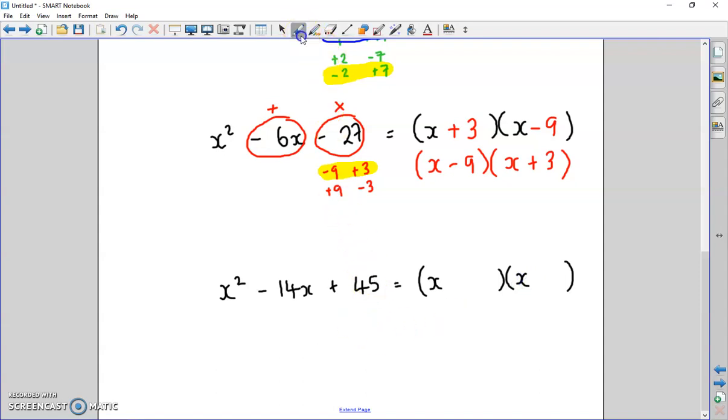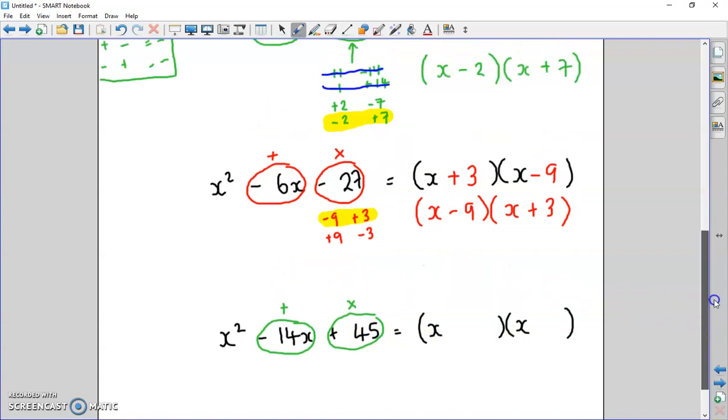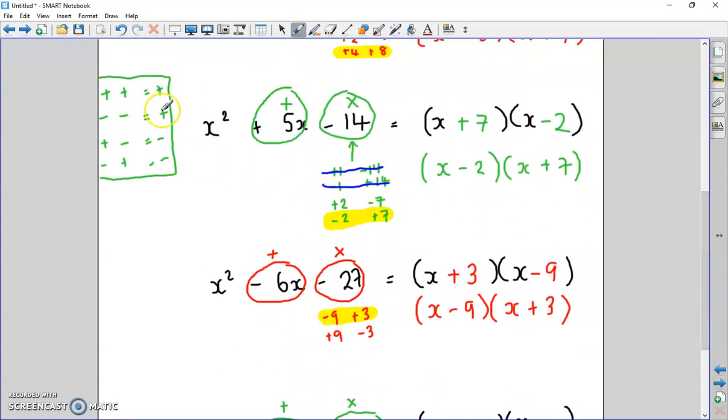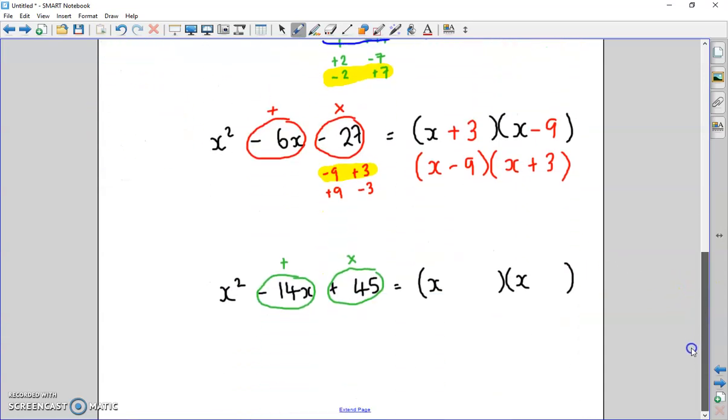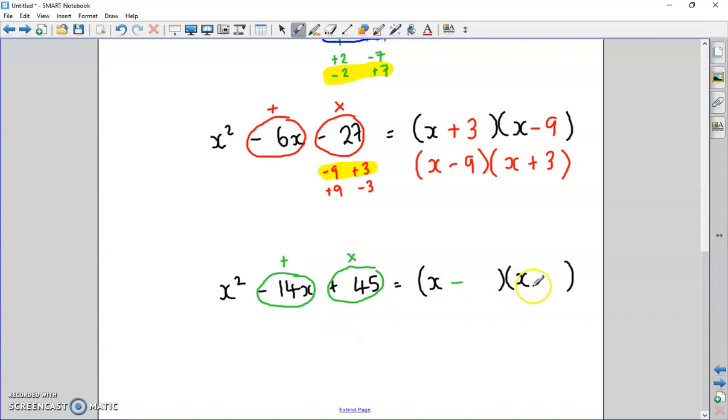Okay, we've got a plus on the end this time, but a minus in the middle. So there must be minuses involved somehow. But how do you get a plus? Well, how do you get a plus? You can get a plus with two minuses. Okay? And on this one, it's two minuses that we're looking for. When we times them, they will give us a plus. When we add them, we get a minus.